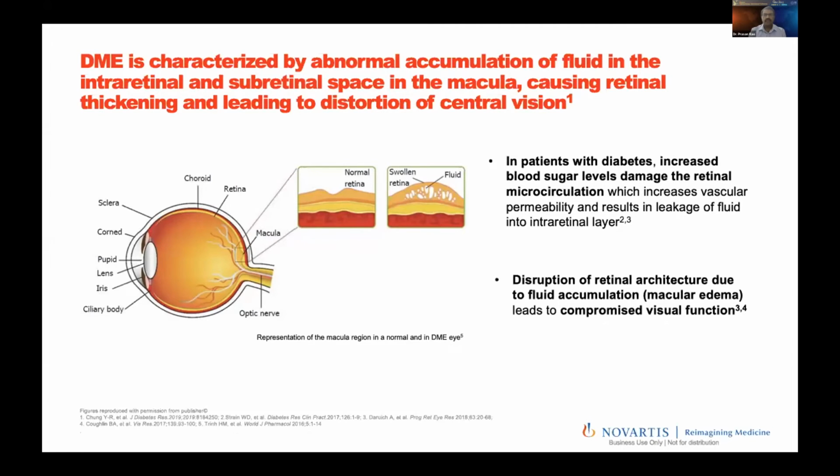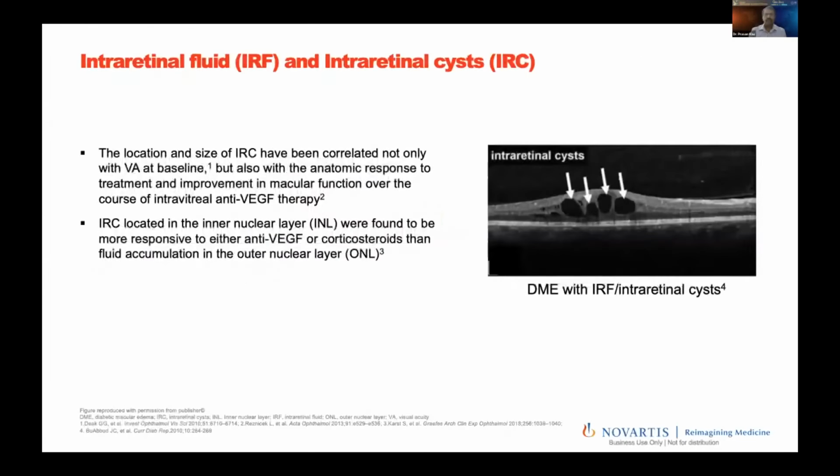So we are all aware that in patients with diabetes, increased blood sugar level is associated with advanced end-stage glycation products, which lead to damage to the retinal microcirculation, leading to increased vascular permeability, leakage of the fluid, and finally, this disruption of the retinal architecture leads to compromised visual function.